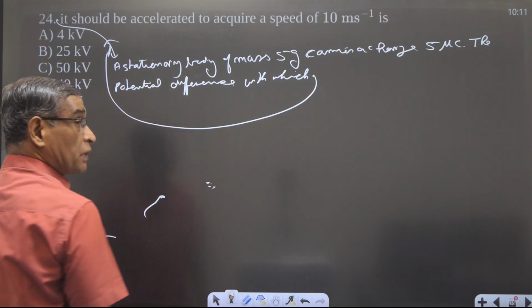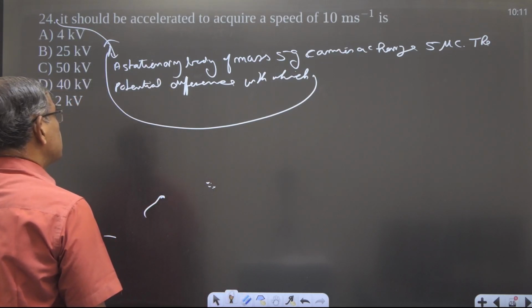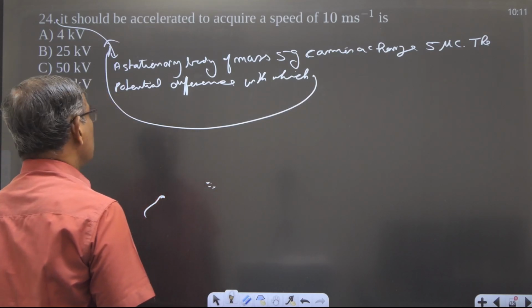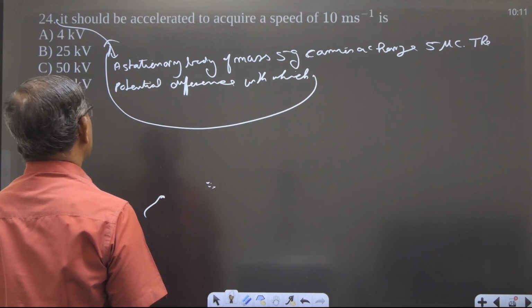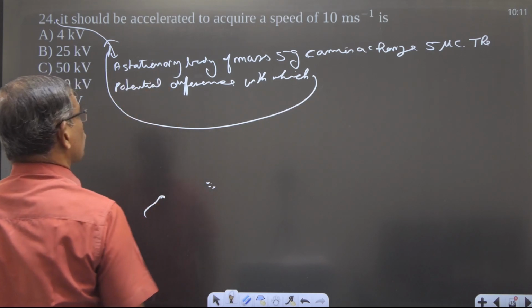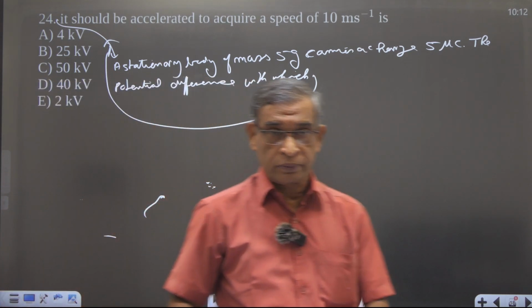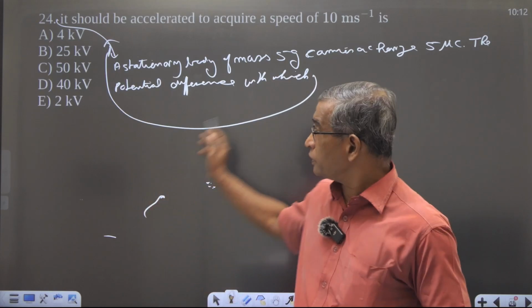The question must be read like this. A stationary body of mass 5 gram carries a charge of 5 microcoulomb. The potential difference with which it should be accelerated to acquire a speed of 10 meters per second. Then only the question is complete. But this must be added to our question.